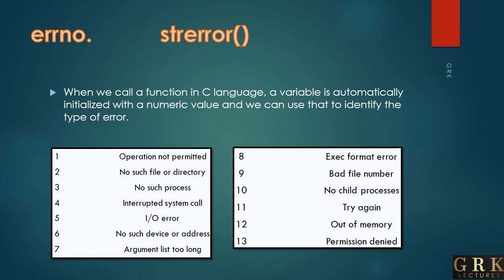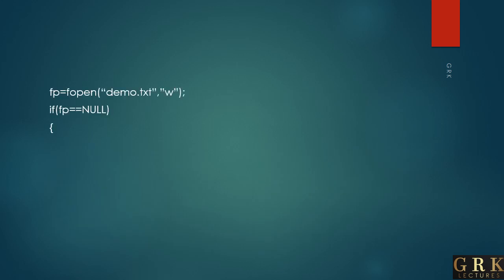So once we have the number, how do we print the description of that error? That will be done by using the function strerror. strerror takes one parameter, that parameter is errnum. Once that error number is given as a parameter to this function, strerror will print the description of that particular error number. So let us see that with an example.